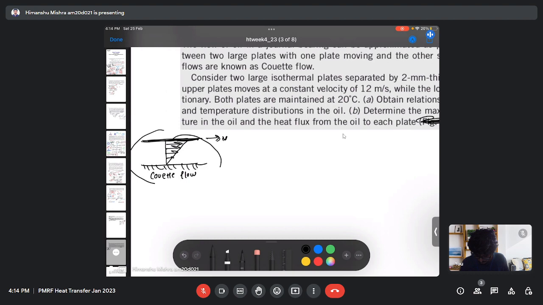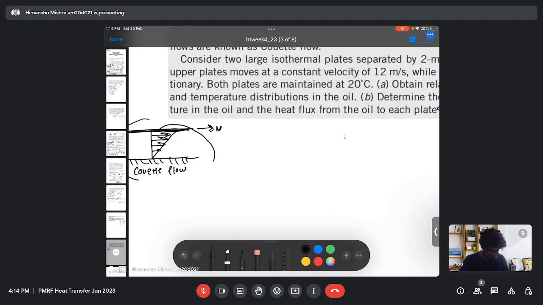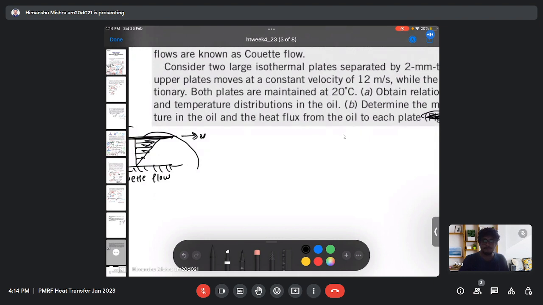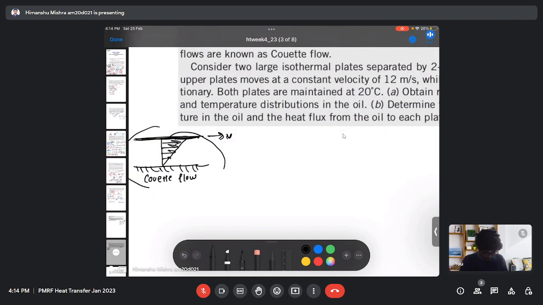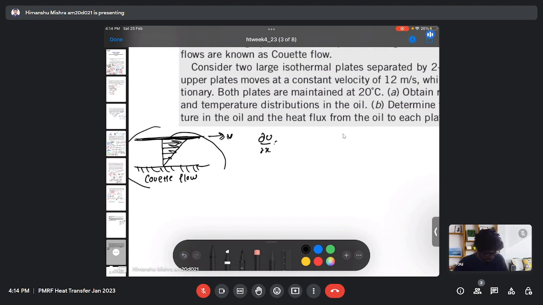So to solve for the velocity distribution, we need to solve the momentum equation. So in the Couette flow configuration, there are certain assumptions we need to follow. For example, the variation of velocity in the x direction will be 0. The variation of velocity in the y direction will not be 0.